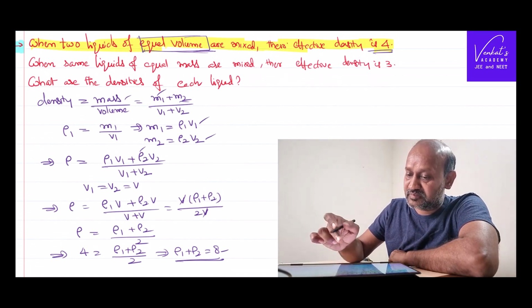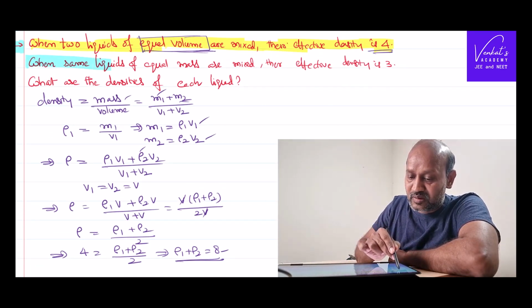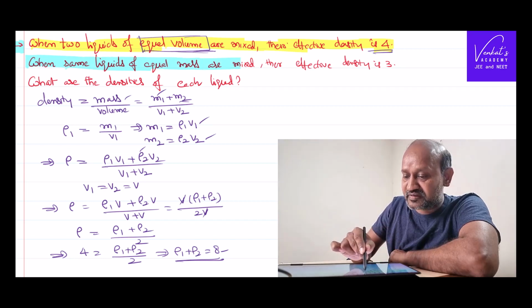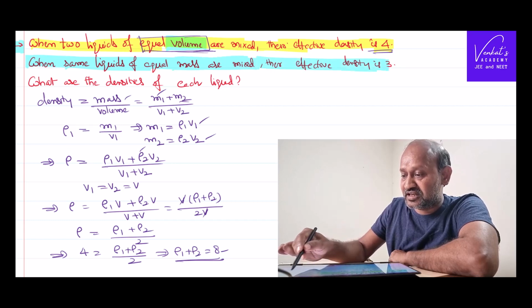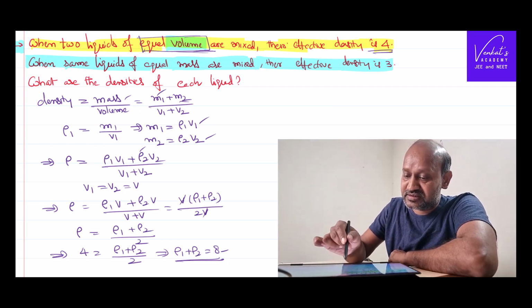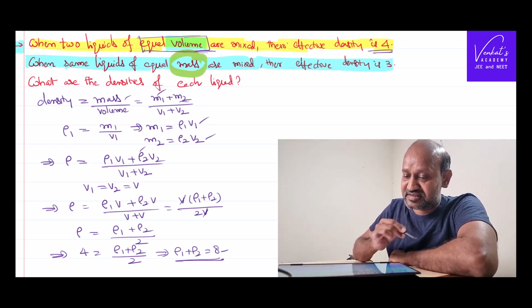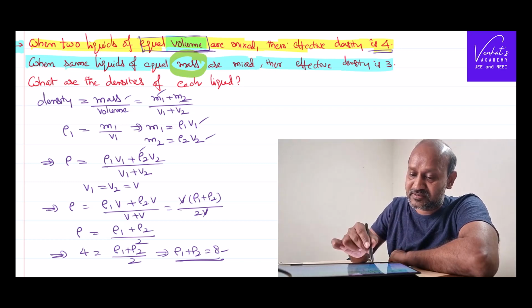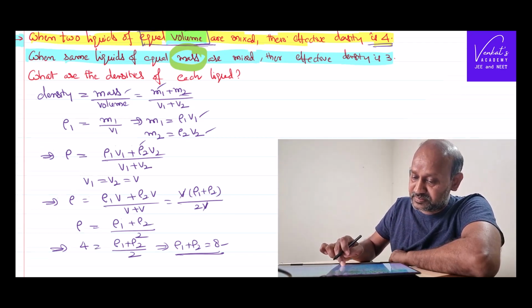Let me read out the problem before that. When the same two liquids of equal masses are mixed, understand carefully, earlier it was equal volumes, now equal masses, their effective density is given for you. So I will solve the same way, but it is about equal masses, not equal volumes. Yeah, let's go to the problem.